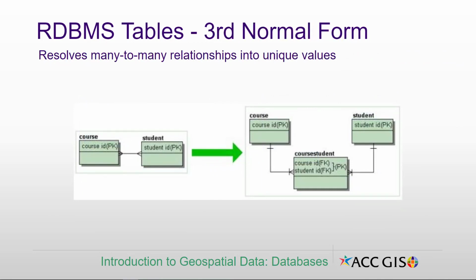The third normal form is when we resolve many-to-many relationships into unique values. We do this because a many-to-many relationship is very complex. For example, on the left, you can see there are many courses to many students, meaning that I can have a single course with many students, and I can have a single student that's in many courses. And so in the third normal form, we resolve this relationship out from a many-to-many to a one-to-many, which makes it just a little bit easier to manage. And so we create an index table of course and student IDs in which we can establish a one-to-many relationship from the course to the course student table and from the student to the course student table.